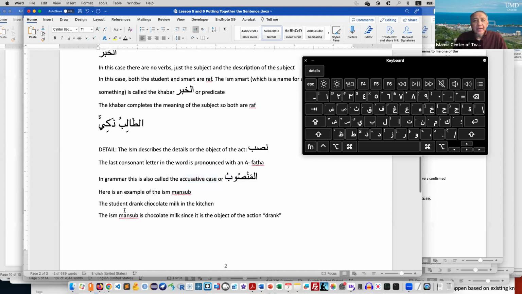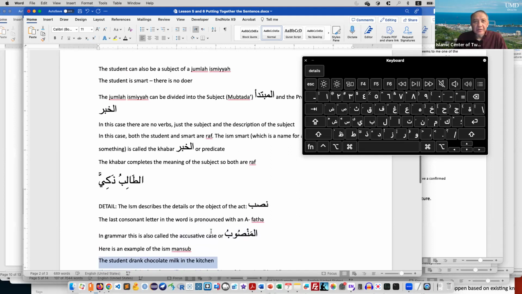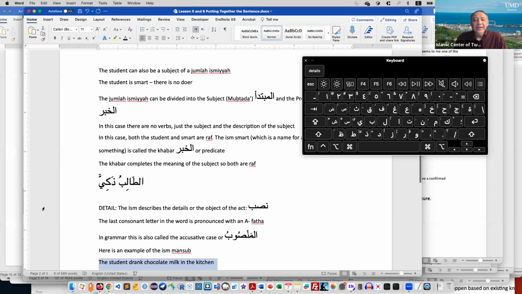Here's an example. Remember, the student drank chocolate milk. I'm going to put it down there. Remember, it's the details or the object of the act. It's the details about the action or the object of the action. So in this case, what is the object of the action? In the kitchen. That's a detail, correct? Yep, that's a detail.